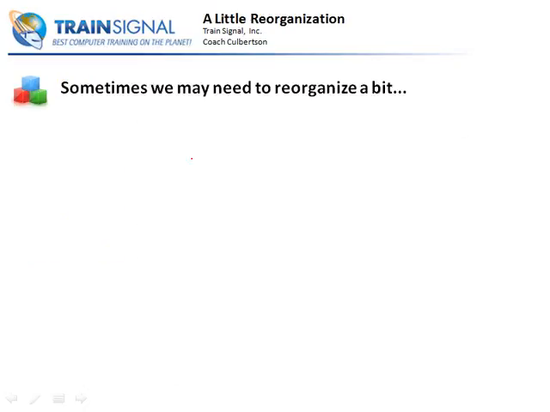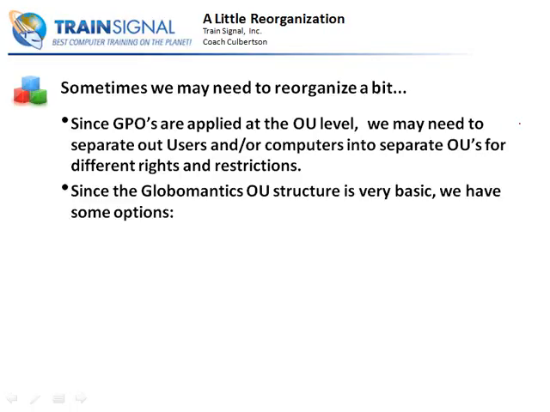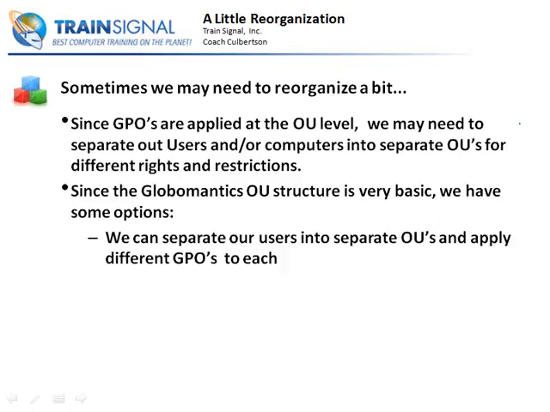So, sometimes we just have to do a little bit of reorganization. Now, we know that group policy objects are applied at the OU level, but we may need to separate out some users and/or some computers into separate OUs so we can apply different group policy objects to different organizational units. Globomantic's OU structure right now is really basic, so we do have some options. One thing we can do is separate out our users into separate OUs and apply different group policy objects to each individual organizational unit.